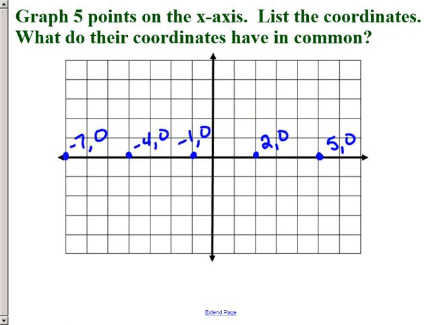So here are the points that I graphed that are along the x-axis. And what I noticed is that no matter where I graphed along the x-axis, my y-coordinate would always be 0. Because no matter what, I only have to move left or right to get to those points. I don't have to move up or down at all. So in every case, I don't move up or down. So my y-coordinate has to be 0. So any point that lies on the x-axis is going to have a y-coordinate of 0.